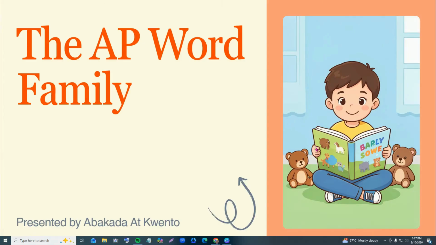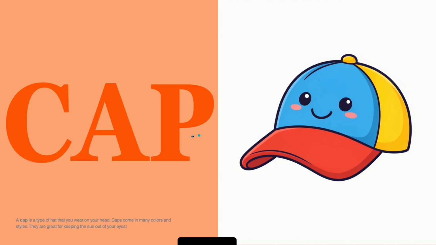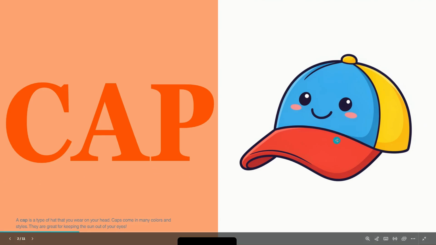Hi, so for today, let's learn the -ap word family. So what is this? This is a cap. So, ano ulit yung sounds ng word nito? So, this is k, a, and p. So ka, a, cap. So, this is a cap.